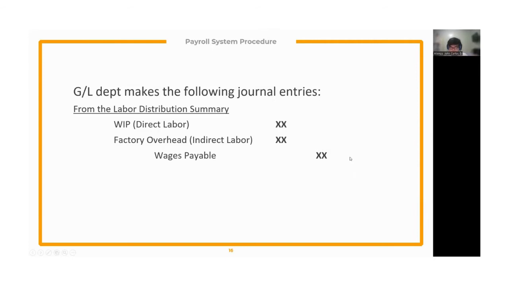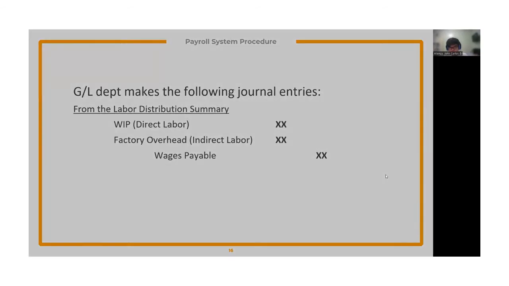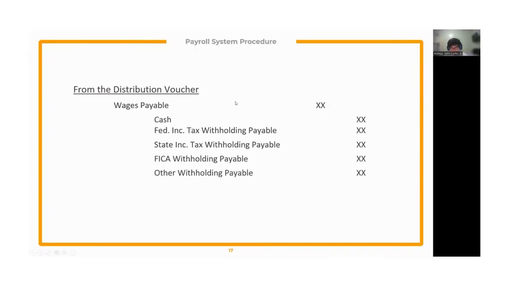So here are some of the journal entries that they use by the general ledger department. So from the labor distribution summary, we have debit work in progress, which is direct labor, and debit factory overhead, indirect labor. And in the credit side, we have wages payable. From the distribution voucher, we have wages payable in the debit side. And on the credit side, we have cash, federal income tax withholding payable, state income tax withholding payable, FICA withholding payable, and other withholding payable.